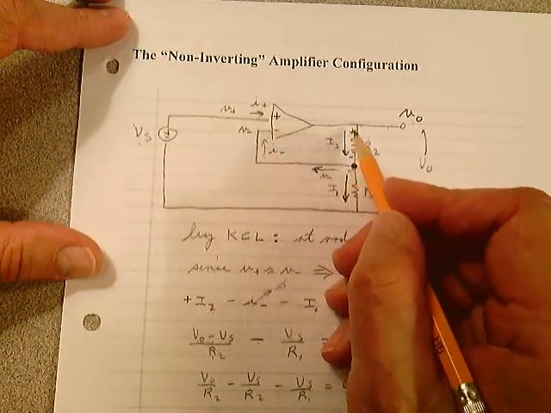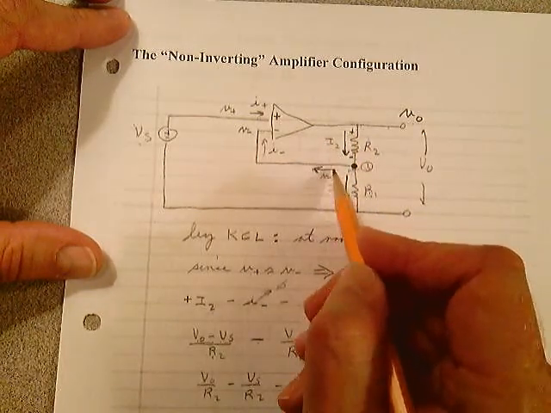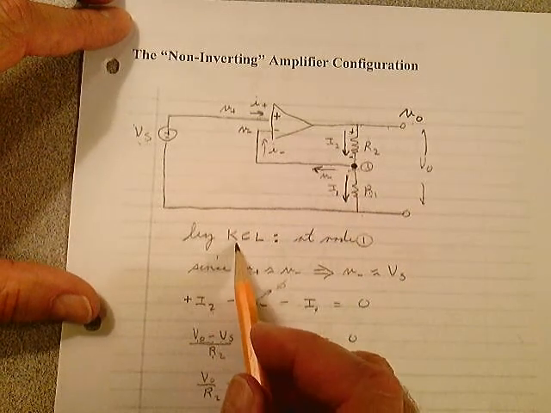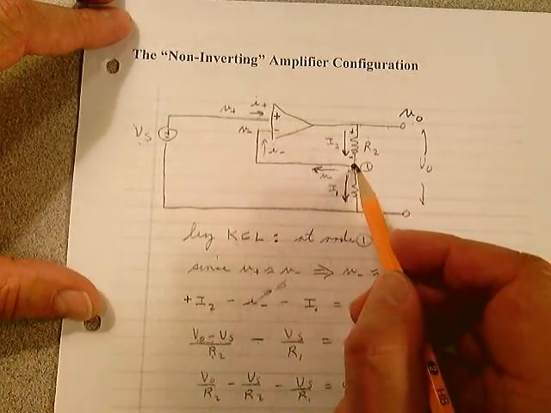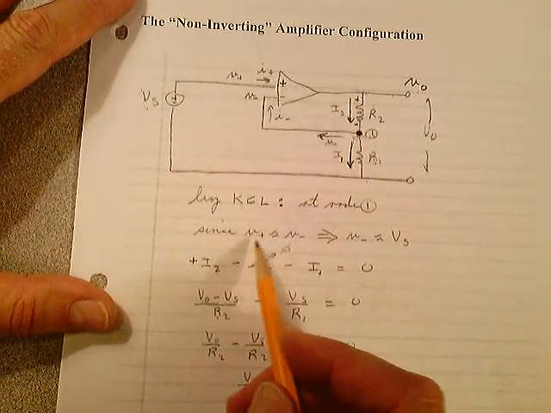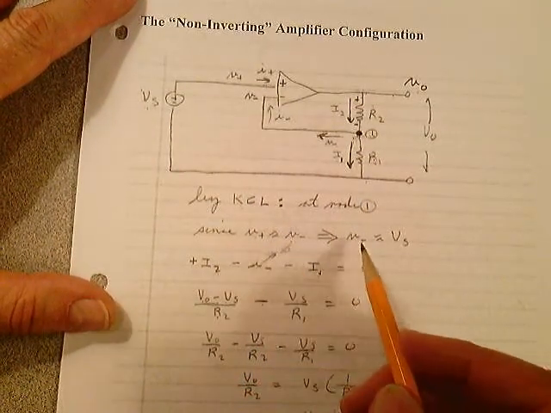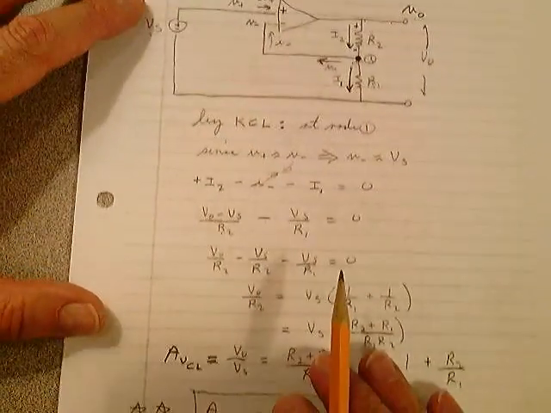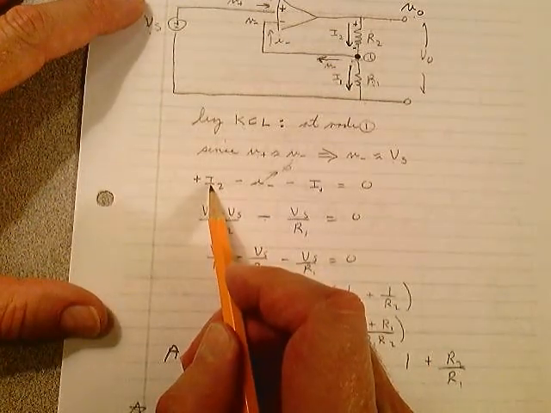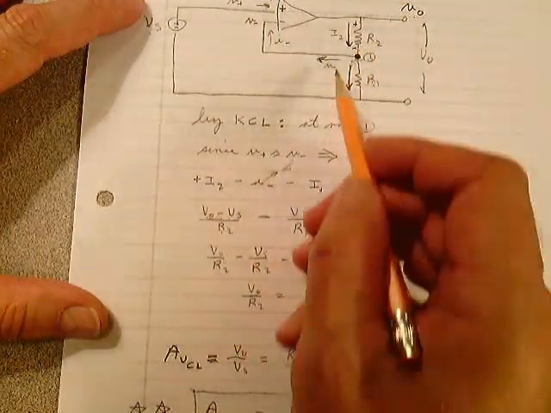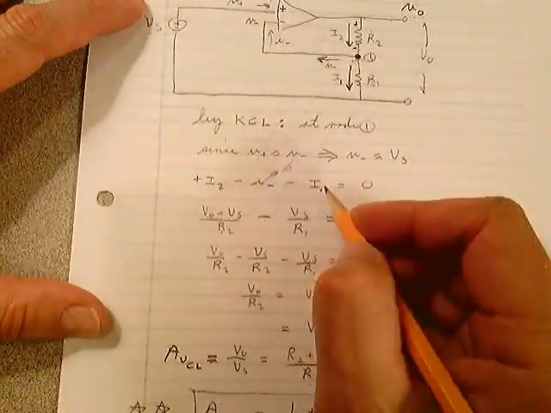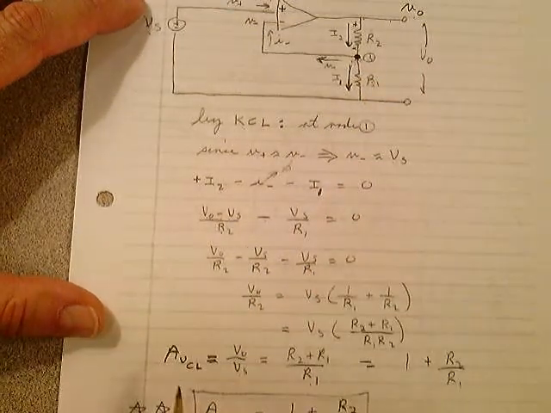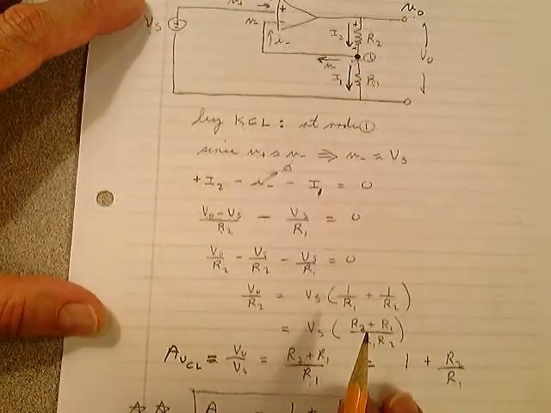I labeled this current I2, this current here I minus, and this current I1. By Kirchhoff's current law at node 1 using nodal analysis, since V plus is approximately equal to V minus is equal to Vs, whatever that voltage is in our problems, you can just put it down there. I get I2 minus I minus minus I1 equals 0. I minus goes to 0 for the reasons we discussed.